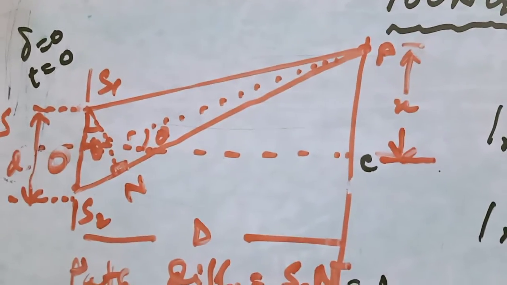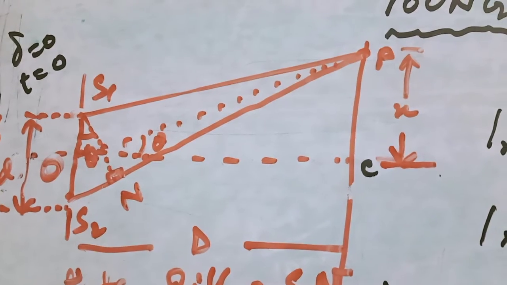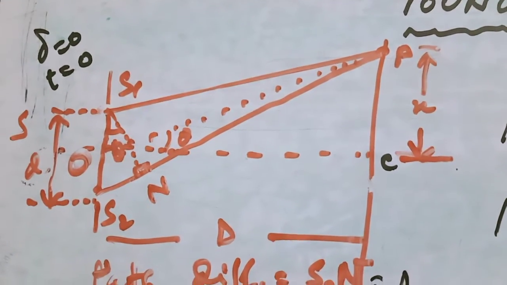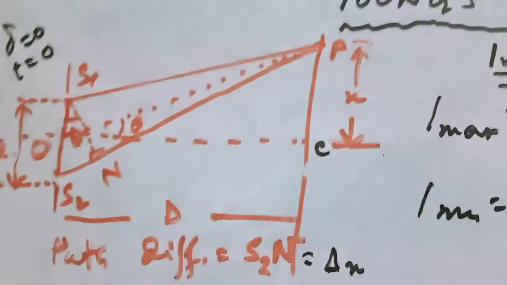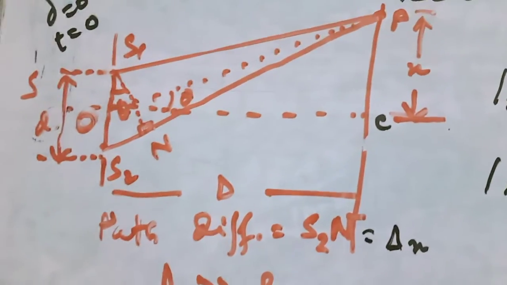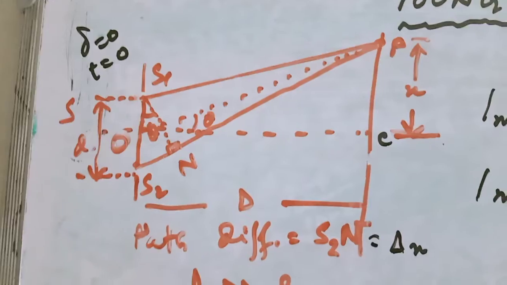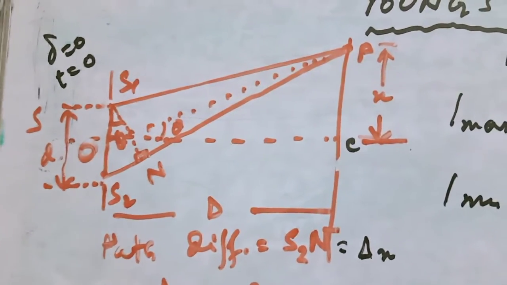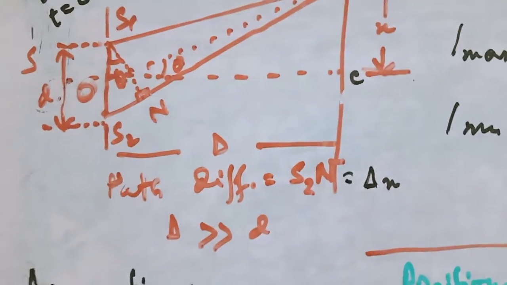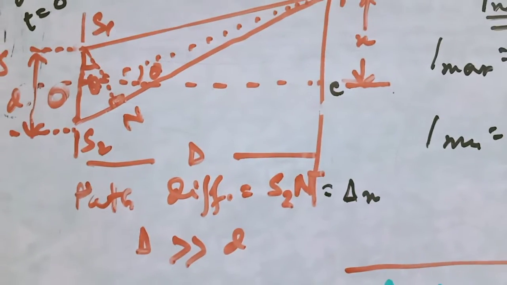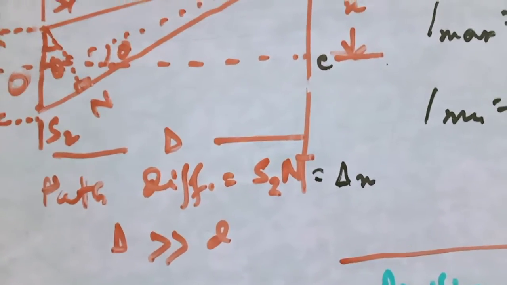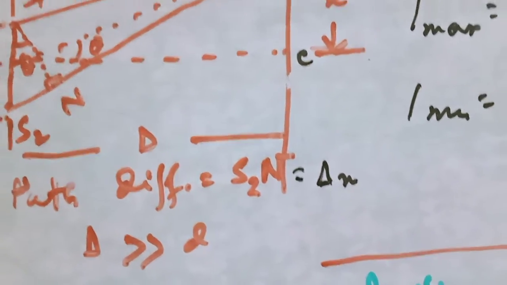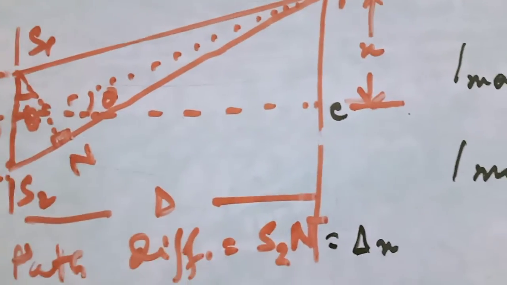Now S1P and NP are the same because they form the two sides of an isosceles triangle. So S2N is the path difference. It is considered to be delta x. We have drawn a bisector OC of the double slit S1 and S2 which meets the screen at the point C.